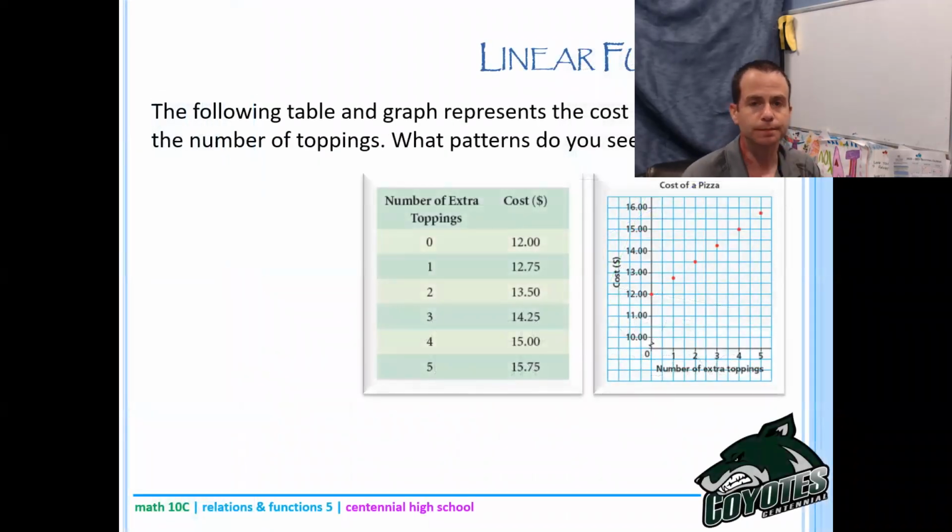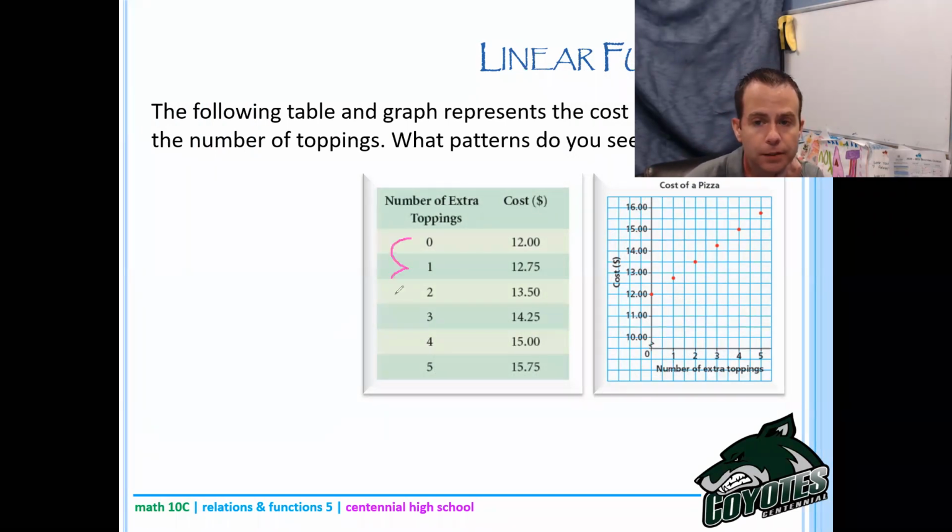Okay, so first of all, let's start here. The following table and graph represent the cost of a pizza versus the number of toppings. What patterns do you see in the table? So what we want to do is look at the table and see what's happening. So I see that the number of toppings are going up by 1 each time. And I see that the cost of the pizza is actually going up by 75 cents each time, okay?